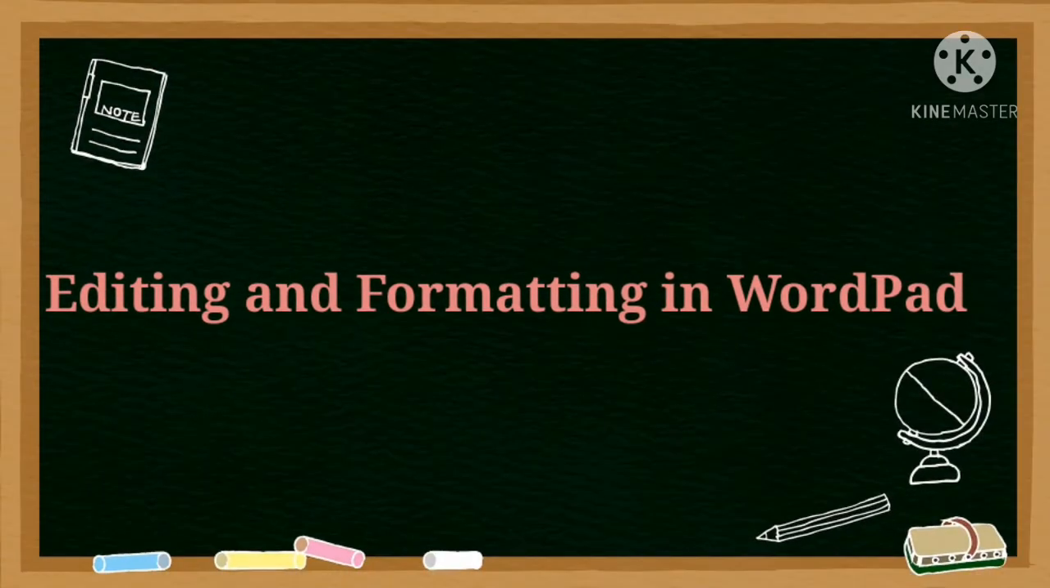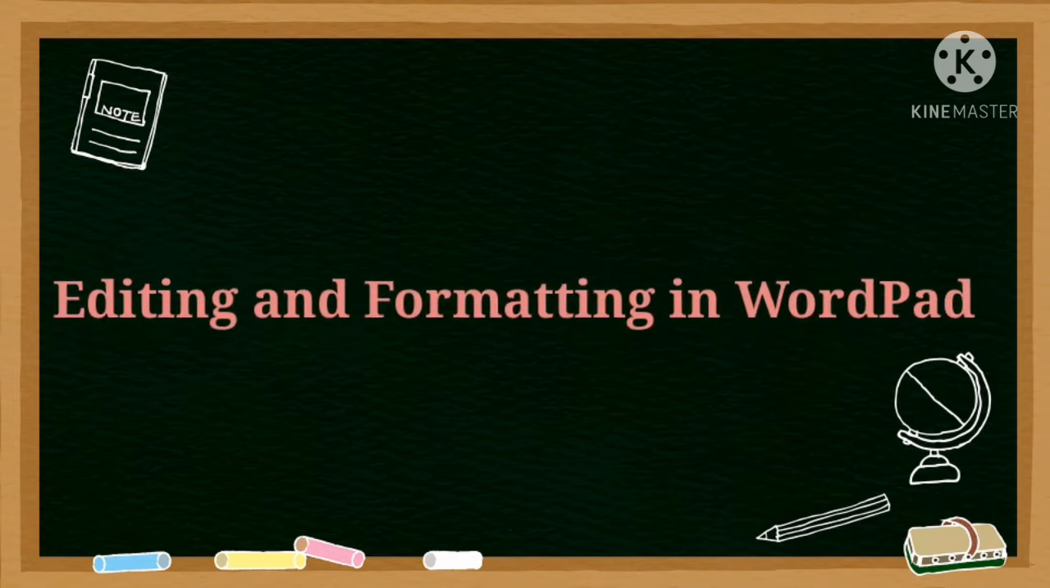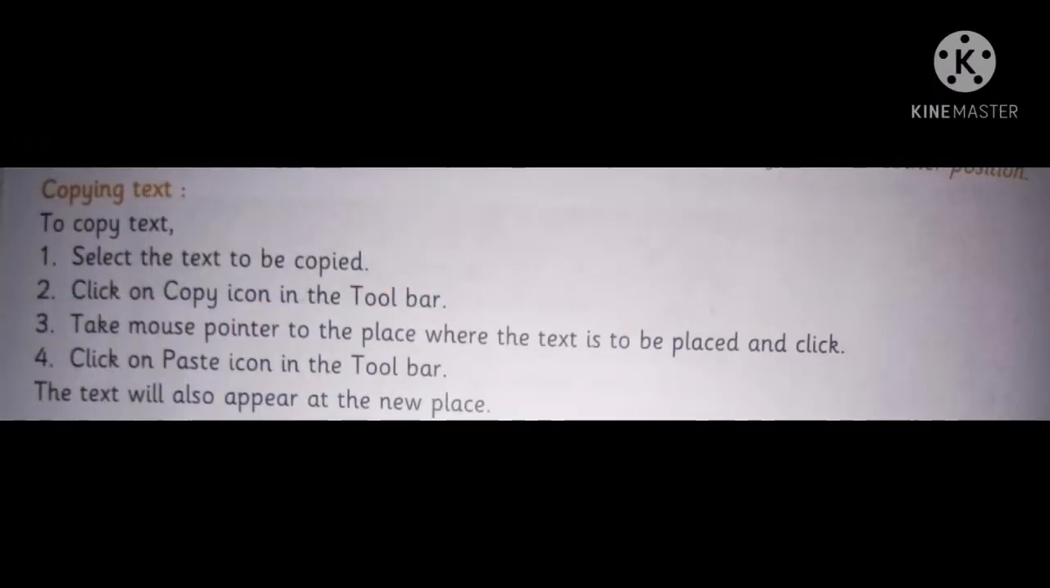Today's lesson is editing and formatting in WordPad. Copying text. To copy text, first select the text to be copied. Second, click on the copy icon in the toolbar. Third, take the mouse pointer to the place where the text is to be placed and click. Fourth, click on the paste icon in the toolbar. The text will also appear at the new place.